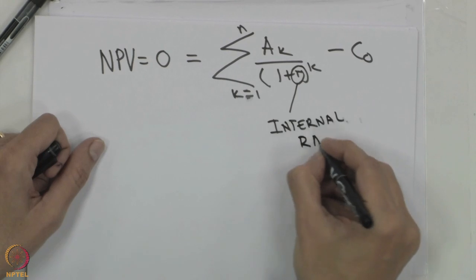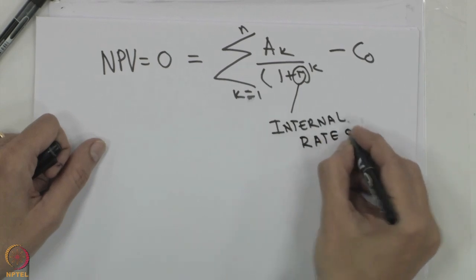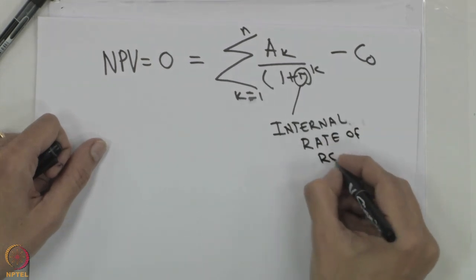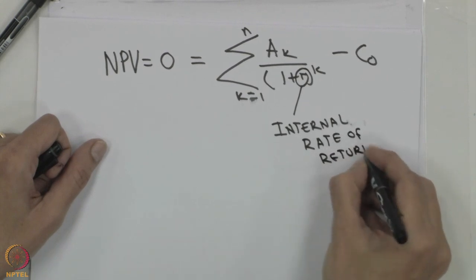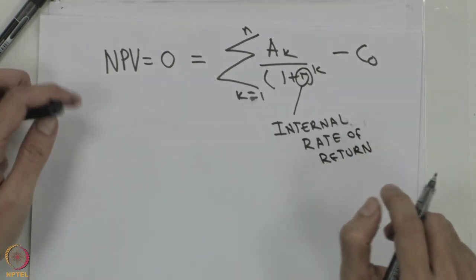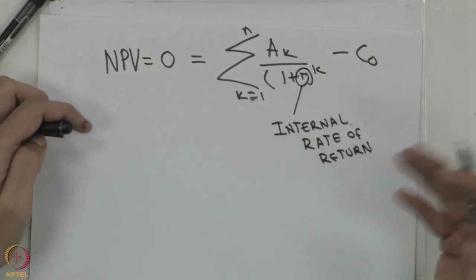The R value that we get is called the internal rate of return. And then we compare this internal rate of return to the minimum return which the company expects on the projects, which is equivalent to its discount rate. It is also called the hurdle rate. So, in effect, IRR should give you the same result as the NPV or the B by C ratio, but the calculation is different. This is a polynomial equation.